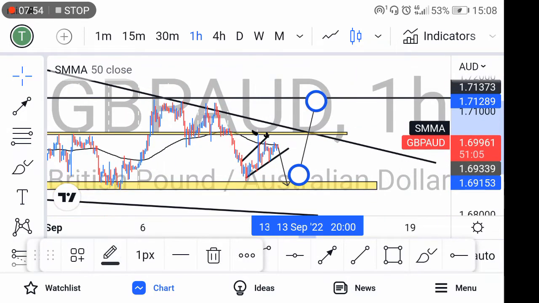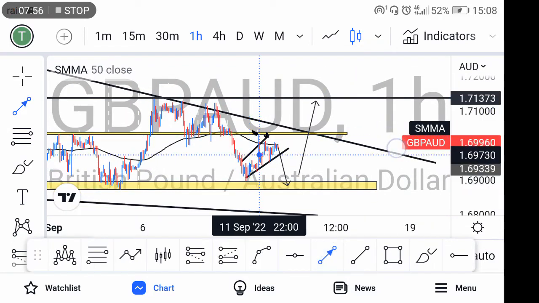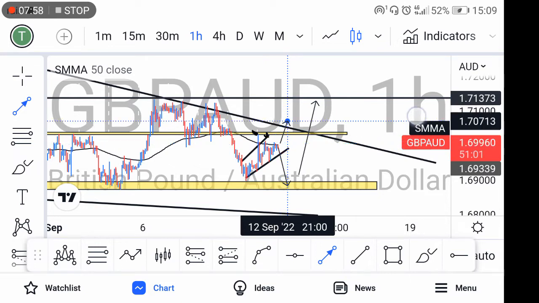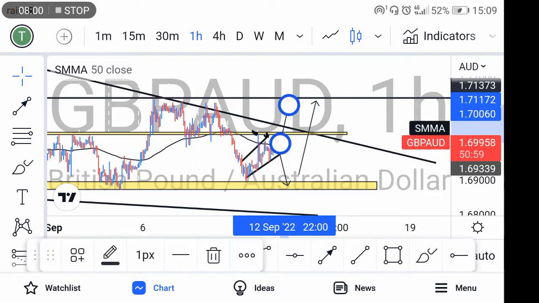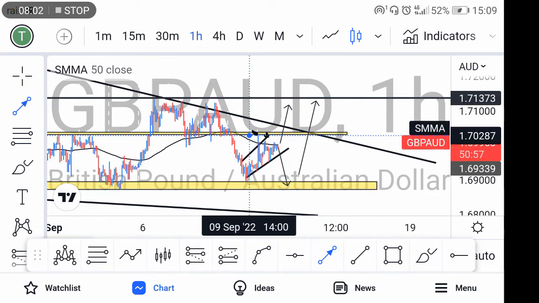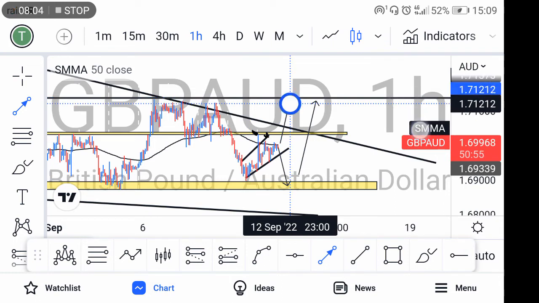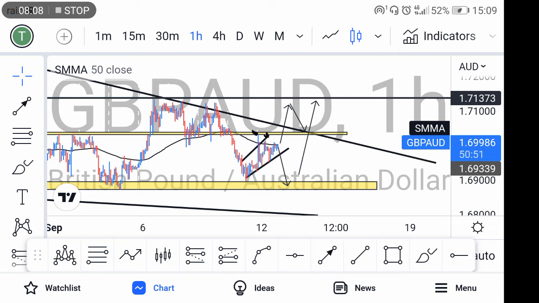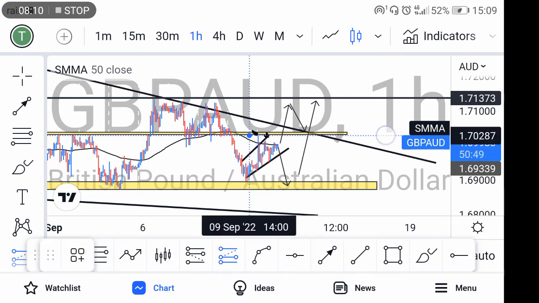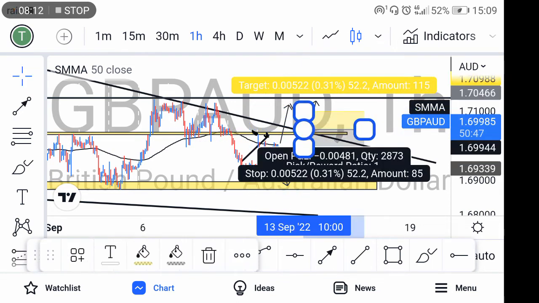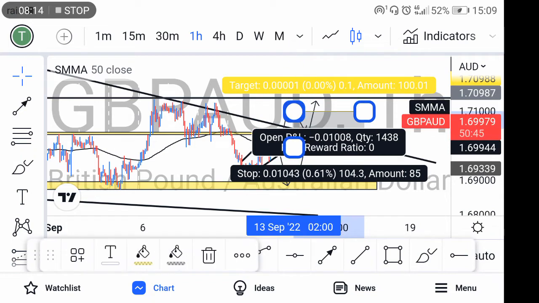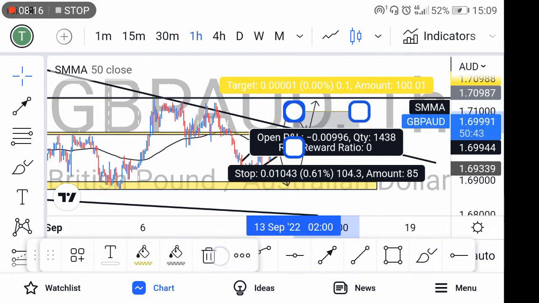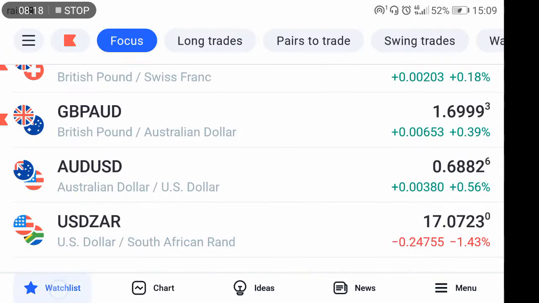But if it gets enough strength and breaks here, then that's when maybe I will expect further buying opportunities. If it retests here, maybe I will expect those buying opportunities from there. Let me say from here going up, I will expect those buying opportunities there.